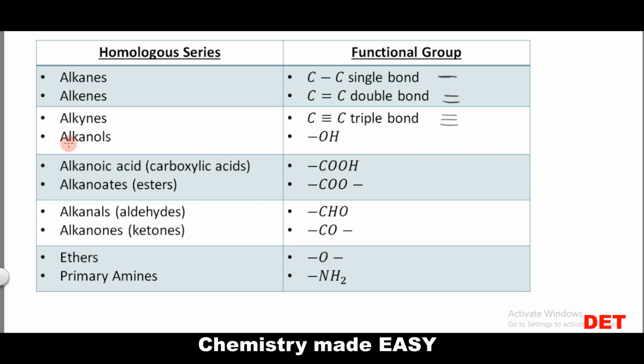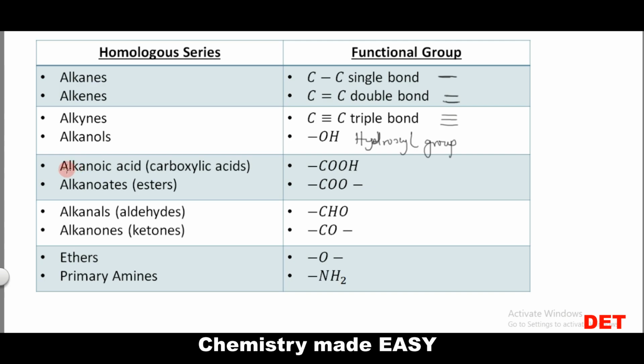Alright, then we have the alkanols. The functional group of the alkanol is the OH group, also known as the hydroxyl group. So this OH group is known as what? The hydroxyl group. The OH group is the functional group of the alkanols. That is what determines the main chemical properties of the alkanol.